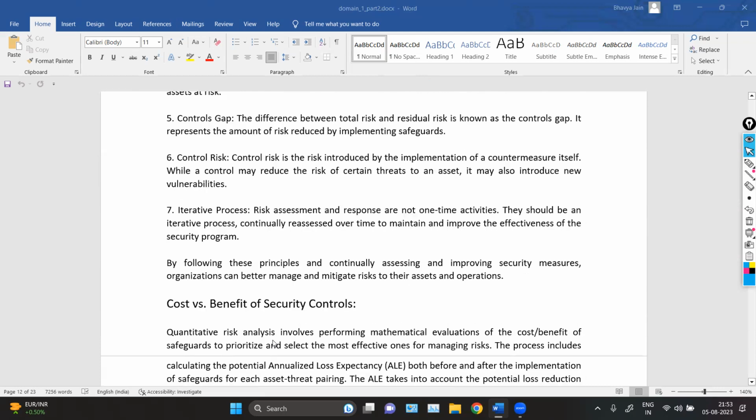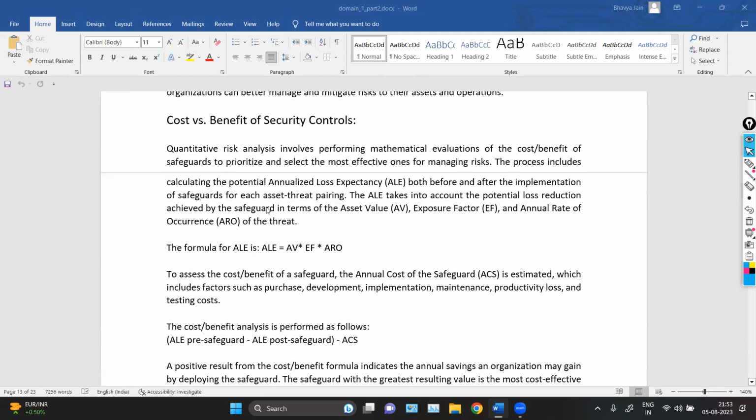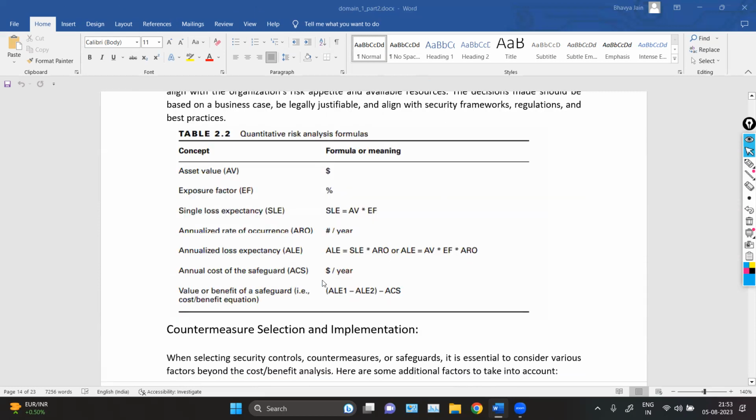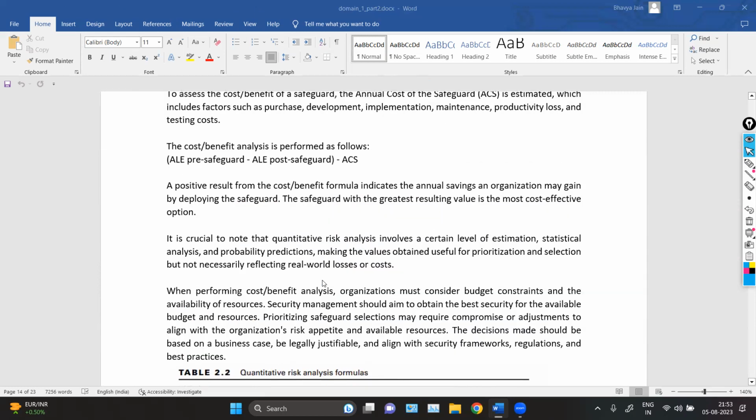And more, this one: cost versus benefit of security controls, and these formulas. These are the part of the risk management concepts of Security Plus. I will provide a separate document for that, to avoid any confusion.